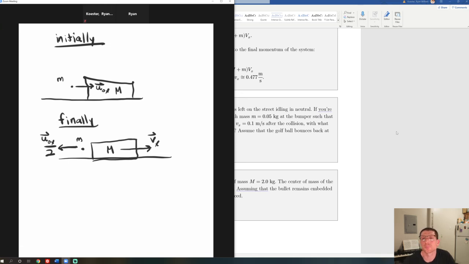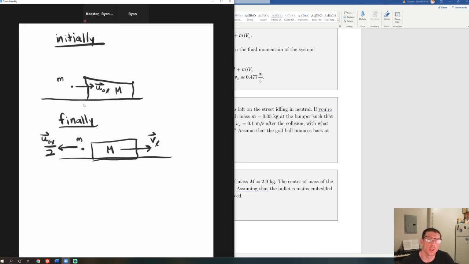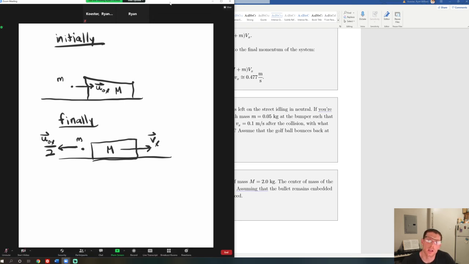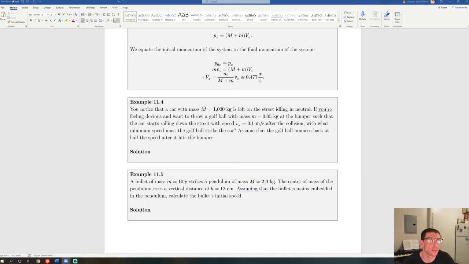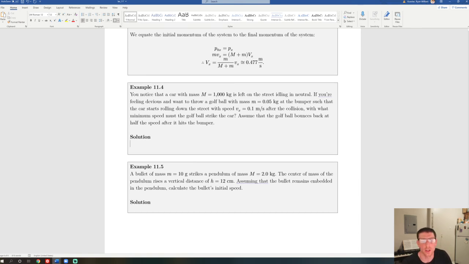And again, the sketch doesn't necessarily indicate this, but we're thinking about just right before the golf ball hits the bumper of the car and right after it bounces off. And again, if it helps, you could think about what this situation looks like when the golf ball is just millimeters away from the bumper. And let's go through and solve this. So it amounts to essentially the same process, except this is going to be a little different because now, in this case, they're not moving together, but we can deal with that. It's totally fine.